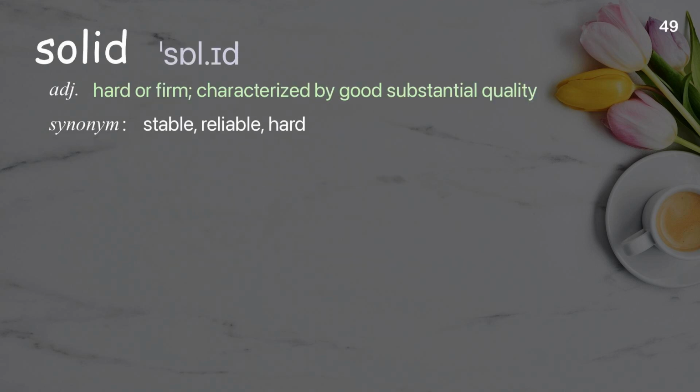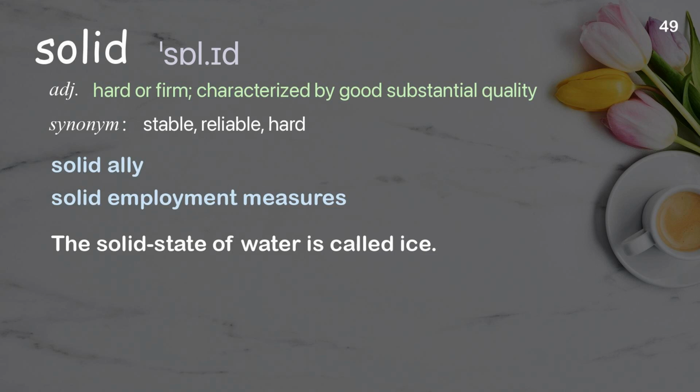Solid. Hard or firm, characterized by good substantial quality. Examples. Solid ally. Solid employment measures. The solid state of water is called ice.